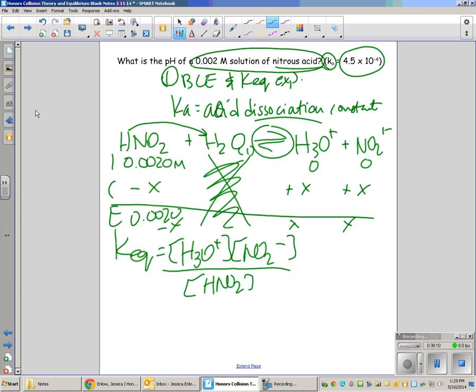Okay, so then I have hydronium and then nitrite. They're both represented by the same thing, which is x, correct? Those x's can go plug into the numerator, x times x. And then the minus x goes in the bottom, 0.0020 minus x.